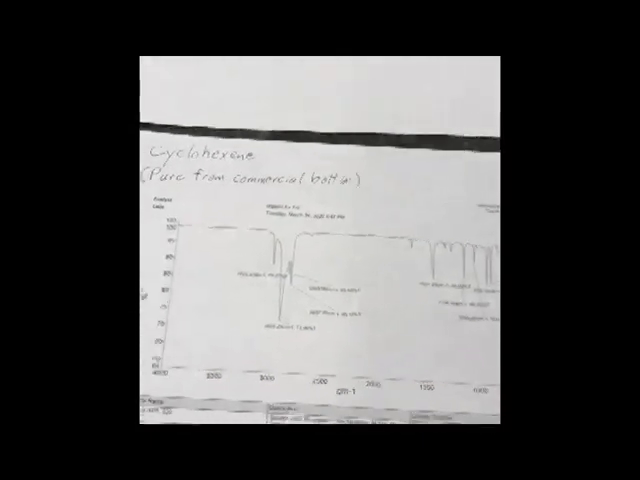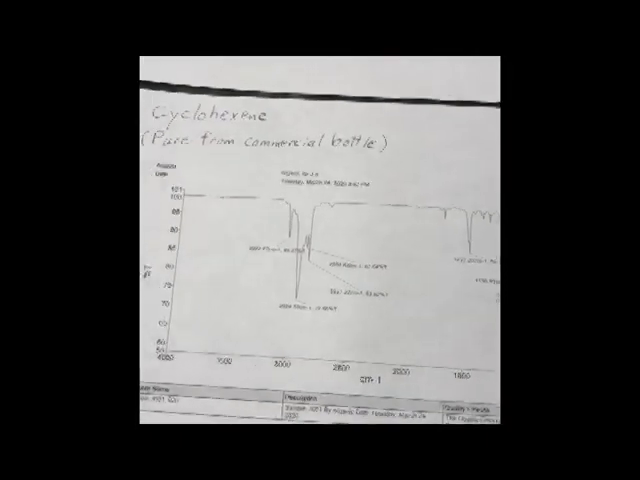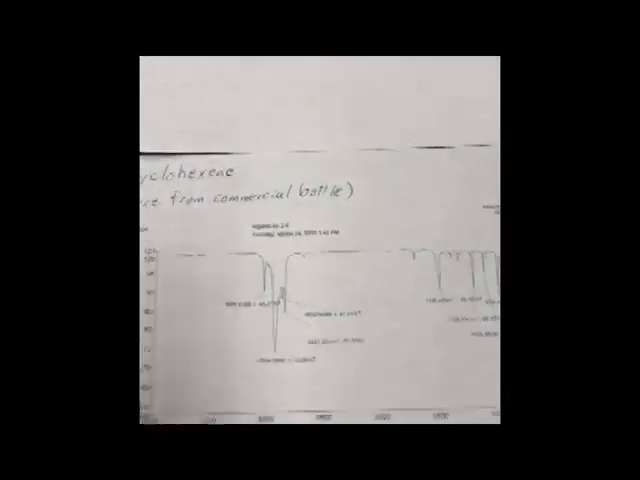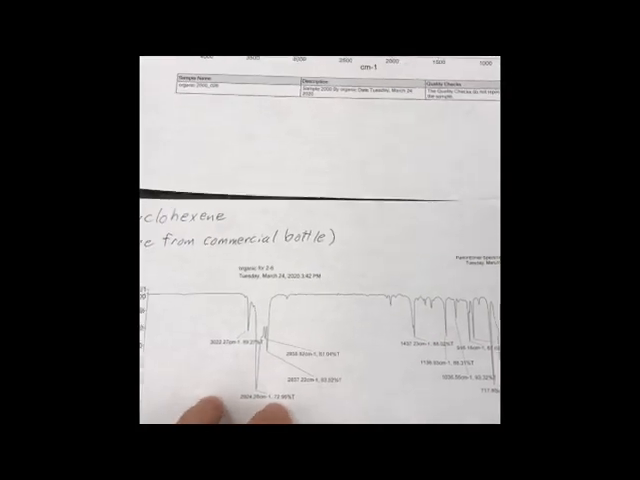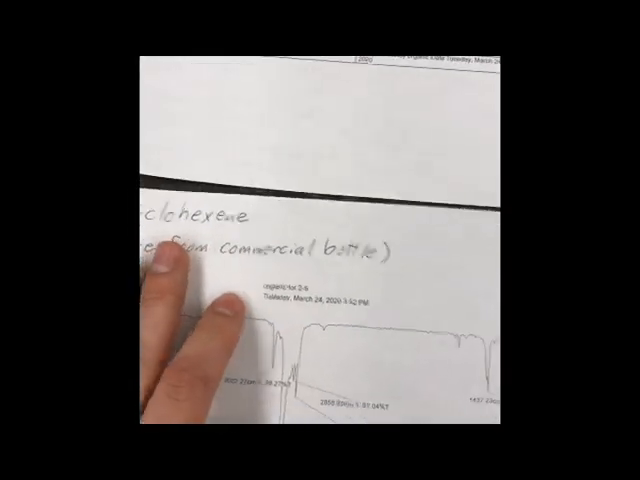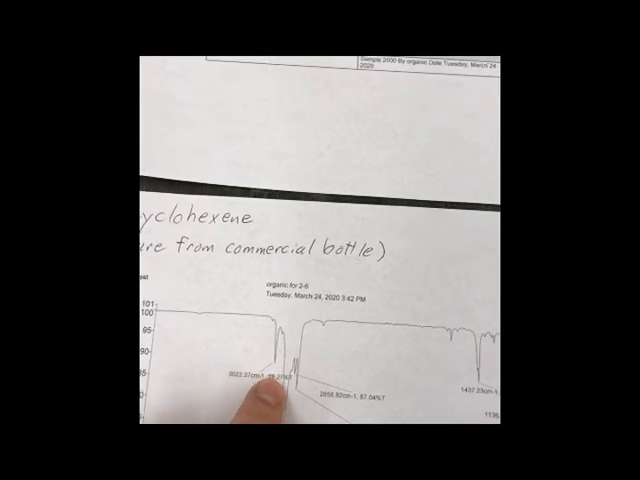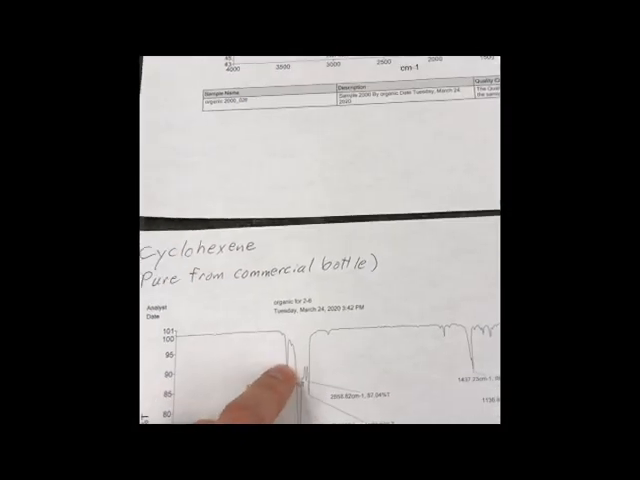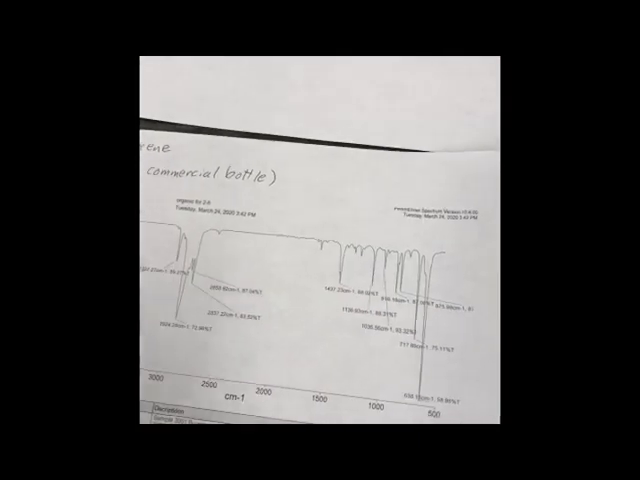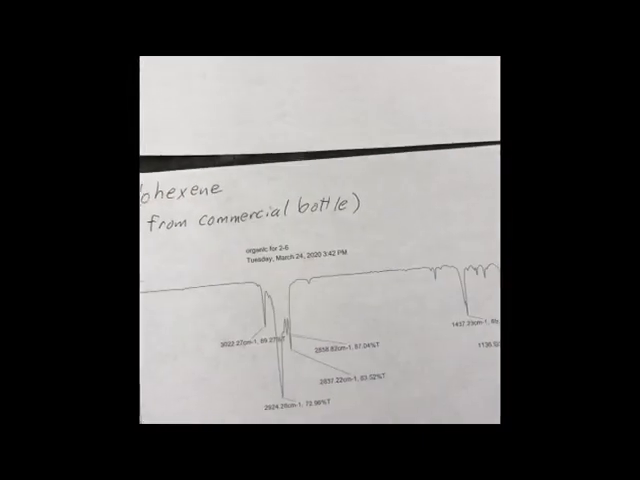You move down to cyclohexene, which is just pure stuff that we have from a commercial bottle. This isn't from a reaction mixture. This is more of a baseline for you to be able to compare your actual crude product that we made to pure stuff that you know what the spectrum actually is. It can be verified. The big part you could take from this is this little peak right here at 3022 wave numbers. It indicates the sp2 hybridized C-H bond, so it's alkene.